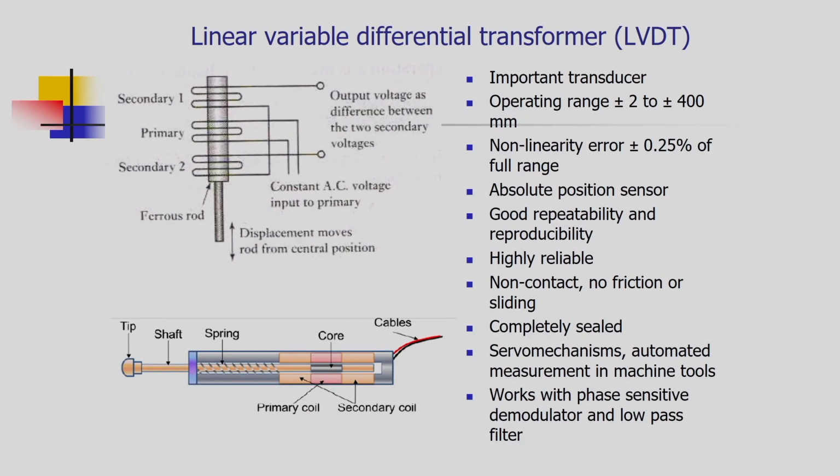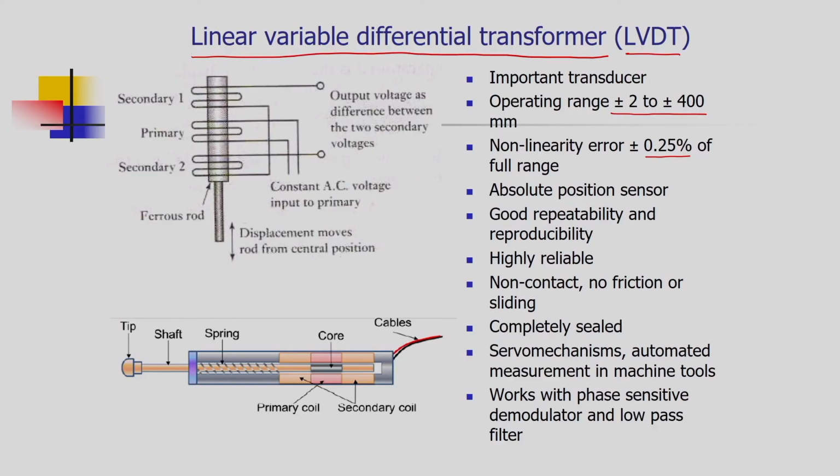Well, the next important and useful transducer which is used in automation is the linear variable differential transformer, and it is widely known as LVDT. The short form LVDT is very popular. These kinds of sensors are used to measure displacement between plus or minus 2 mm to about 400 millimeters. These sensors have a non-linearity error of 0.25%.